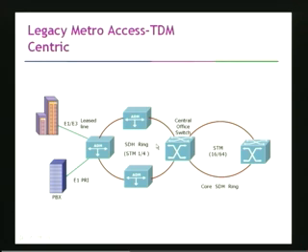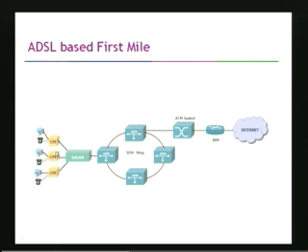This is the metro access, this is the metro core, and this part forms the first mile networks. In this case, we have seen the first mile network is a TDM based network using E1 E3 lines. This network can also be an ADSL or ADSL2 plus based network. An ADSL network would look something like this: in the first mile you have DSL access multiplexers, which are called DSLAMs.